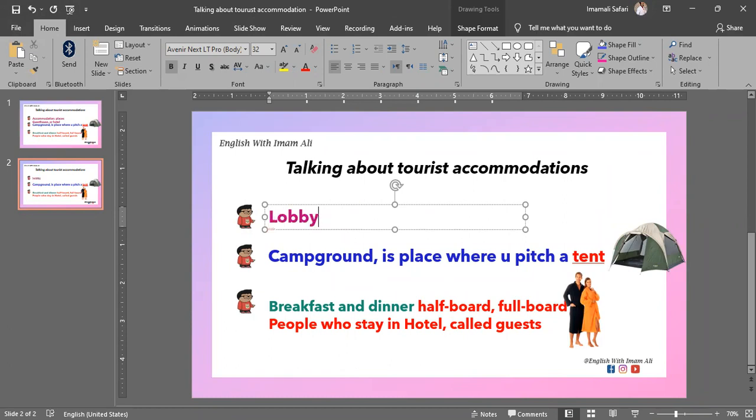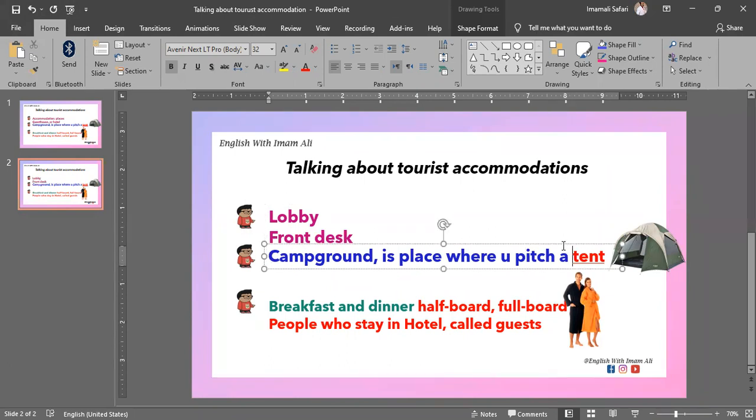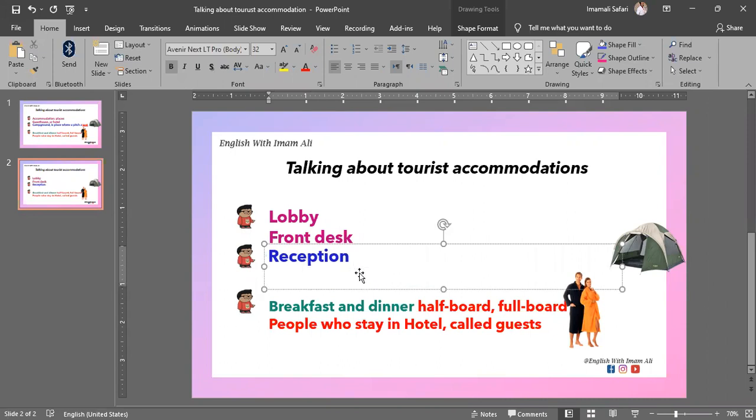So you know front desk, right? The front desk is a place where you can get information. Or you can also say the reception. And the person who is behind the front desk is called a receptionist. The person who is going to give you information about the hotel is called a receptionist. And that's it.